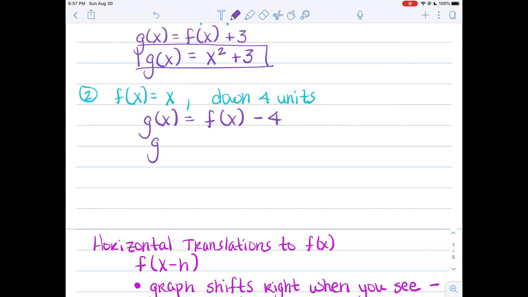And then if we plug in for f of x, we know that f of x is just equal to x, so we can write this as x minus 4.